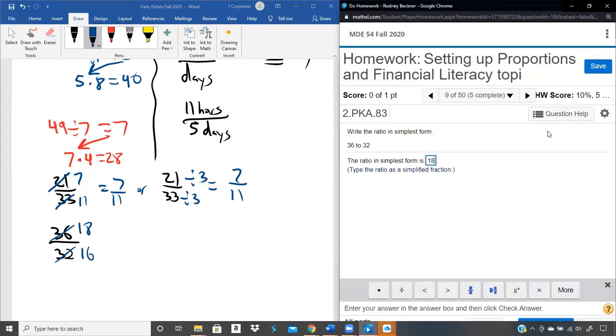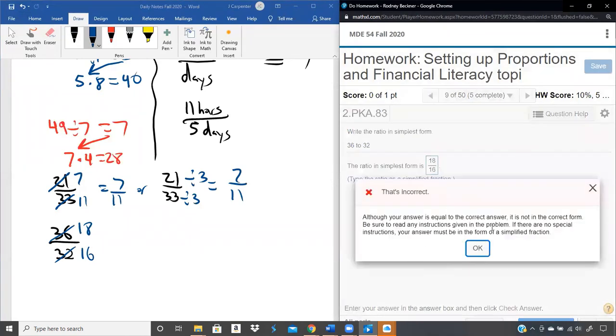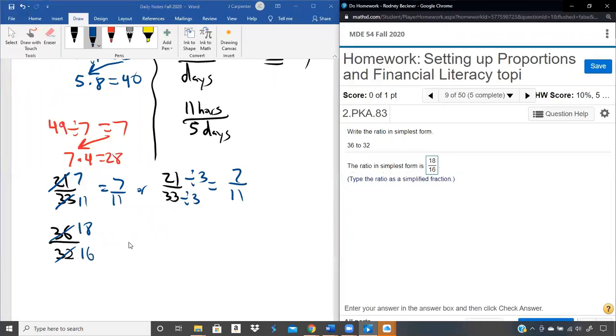So I get excited, I reduced it, and I go 18 over 16, and it tells me I'm wrong. Although your answer is correct, it is not in the correct form. They don't always give you exact instructions on, oh, it's right but not right. So you have to figure it out. What else is going on here?